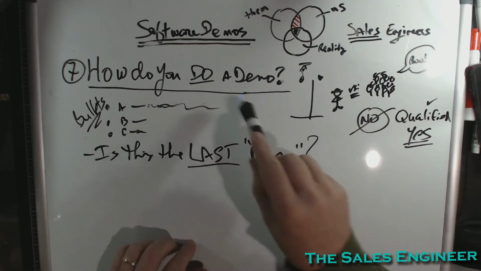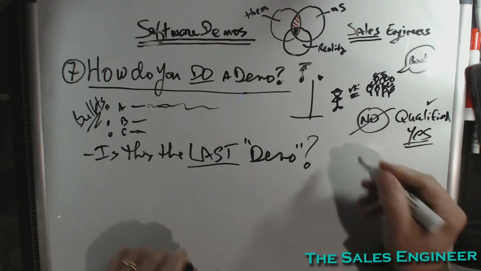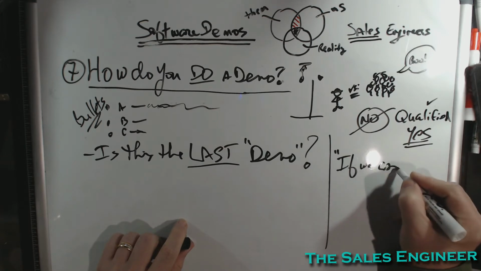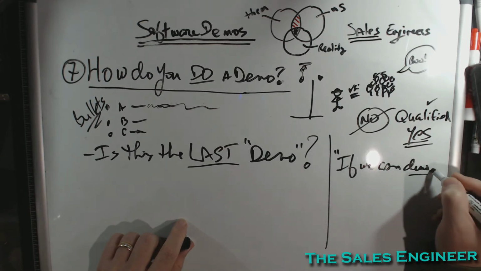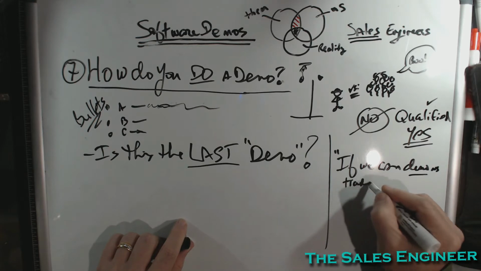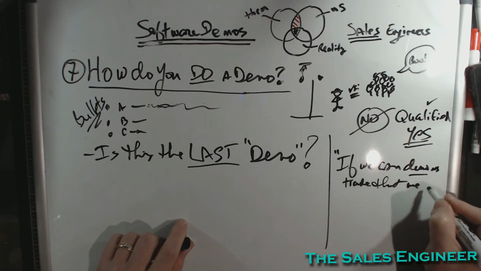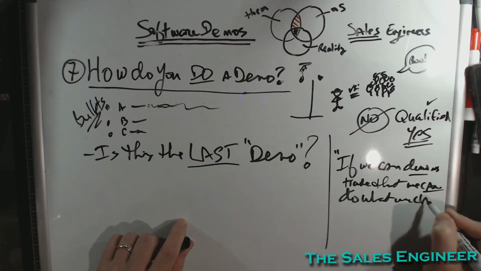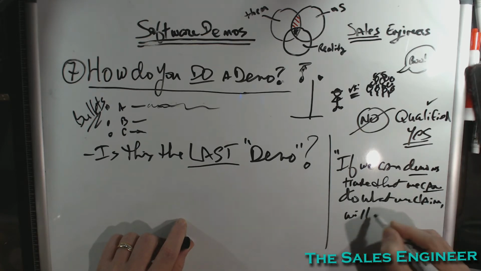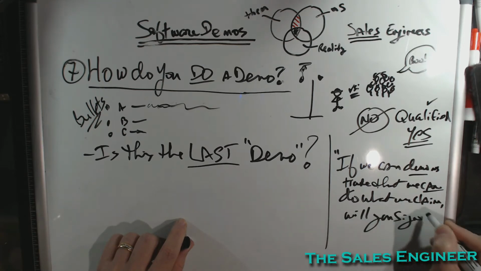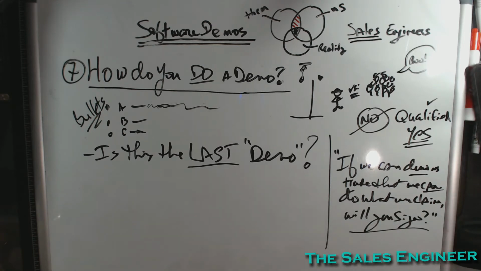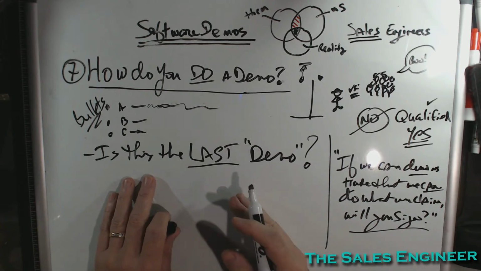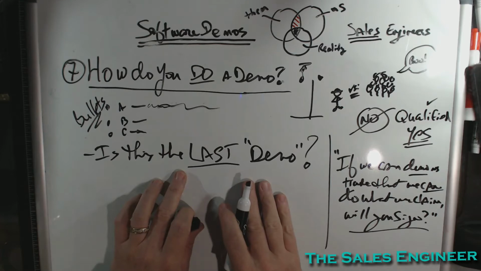A demo can be constructed in such a fashion that you can say, if we can demonstrate that we can do what we claim, will you sign on the dotted line? That would be the purpose of a single demo or the last in a series. You've got to know, is this the last demo?